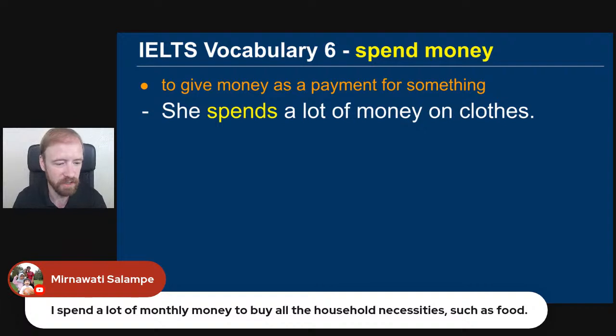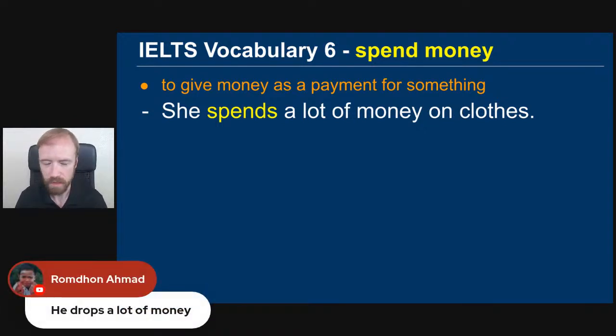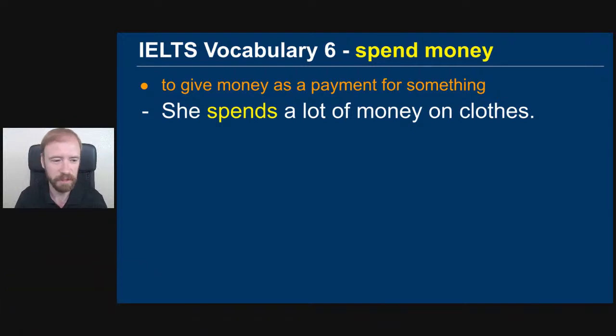Yes, I understand you, Mernawati. I understand that. Who drops a lot of money? I don't think many people drop a lot of money. You spend money. Drop would be drop it on the street.